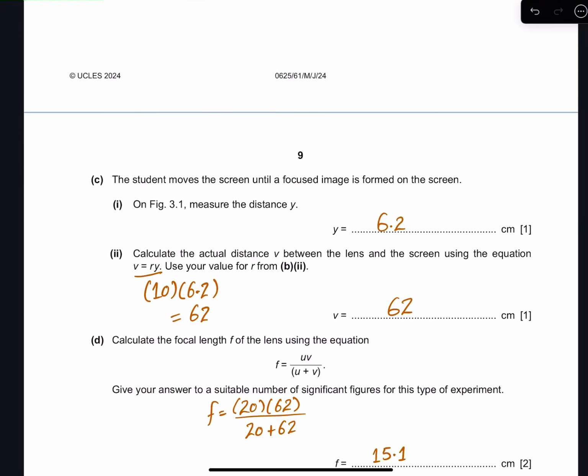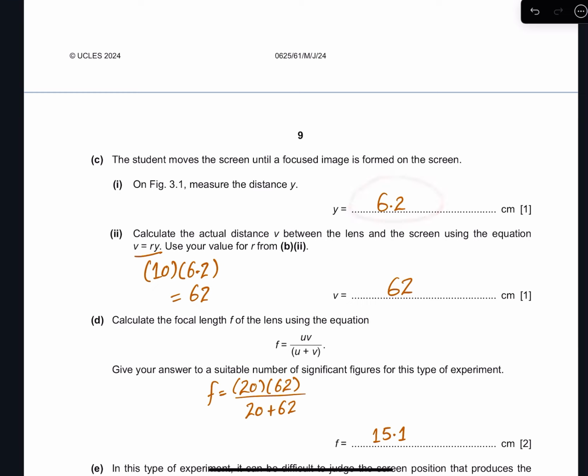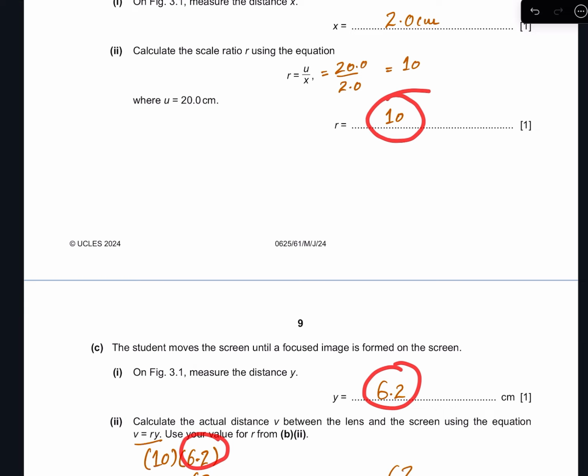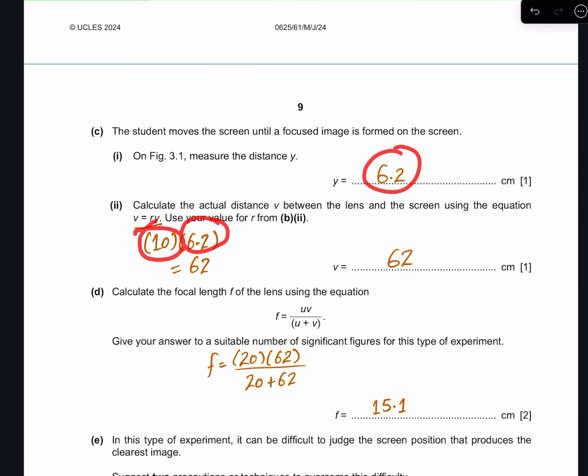Perfect. So it's 6.2 centimeter. Units are given already. Then they are asking us to find the v, calculate the actual distance between the lens and the screen using the equation v equals r y. Okay, we have to use the equation. Y is 6.2, we have to put here, and r is 10. So this will be 62.